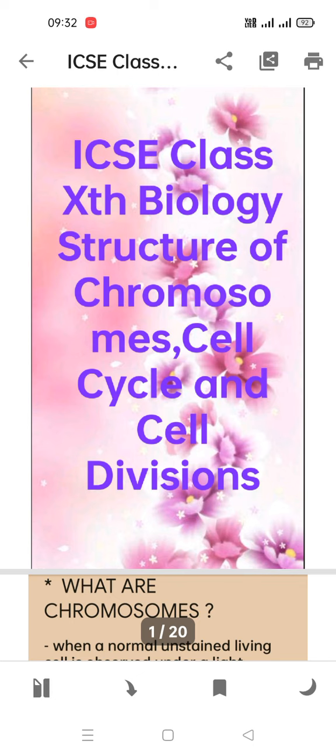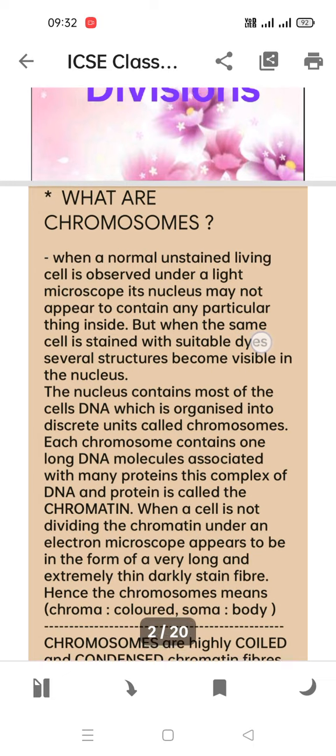Let's see what the structure of chromosomes is, what the cell cycle is and what cell division is. What is a chromosome? Let's see that first. What are chromosomes?